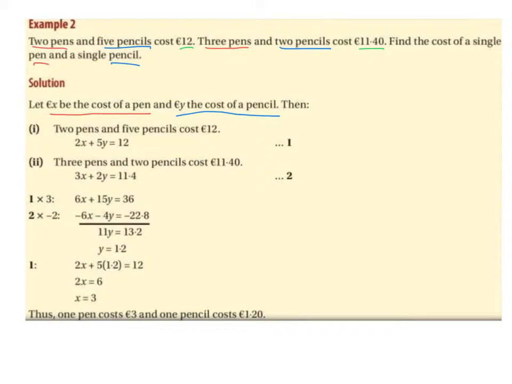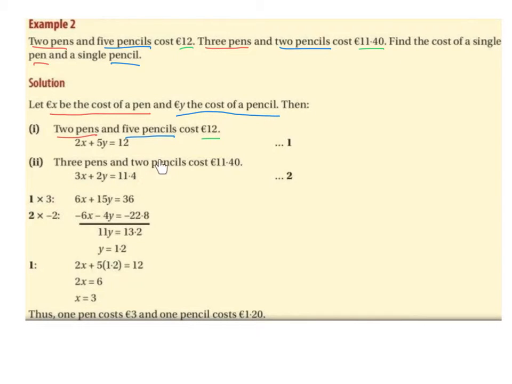So 2 pens and 5 pencils cost €12. So we're going to have 2X plus 5Y equals 12, because the X stands for the cost of the pen and the Y stands for the cost of the pencil. So 2 pens is going to be 2X, 5 pencils is going to be 5Y, and the cost is €12, so equal to 12.